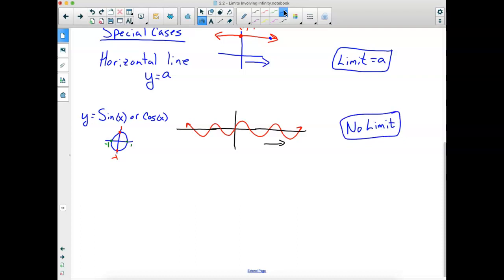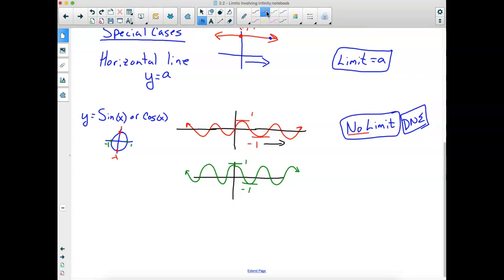Another way to state it: does not exist. I like that better because it's faster, it's shorter, and I'm lazy. Okay, so that limit doesn't exist. Or if I had the cosine, which is basically just a shifted sine, that guy in green went like that and kept bebopping back and forth. What did that do? That oscillated between 1 and -1, the same way the sine went from 1 to -1. The limit does not exist.